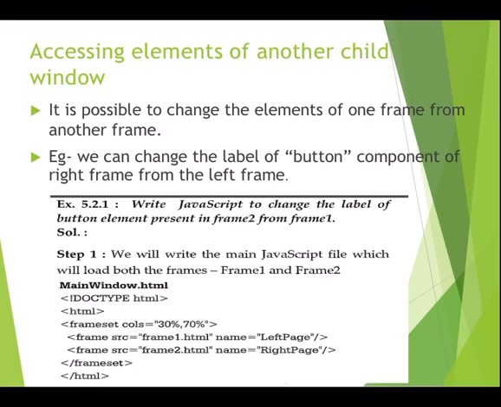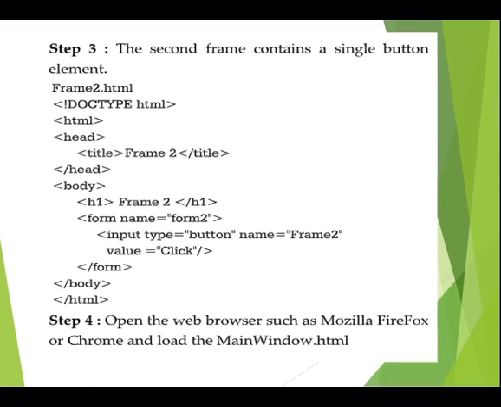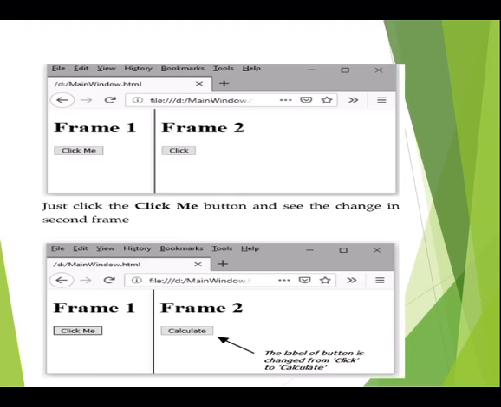Here we are going to change the label of a button of the right frame from the left. We see the output first. Okay, this is your output. Initially you have two frames, frame 1 and frame 2. Frame 1 has the button click me and frame 2 has the button click. So in frame 2 the button has the label click.